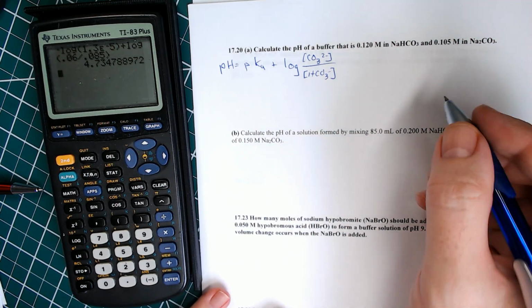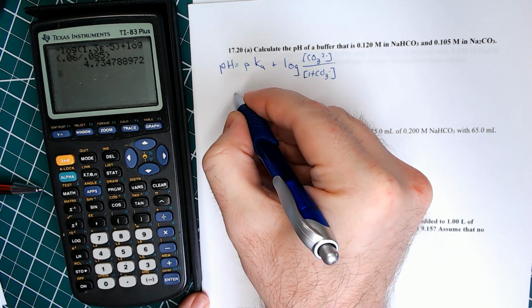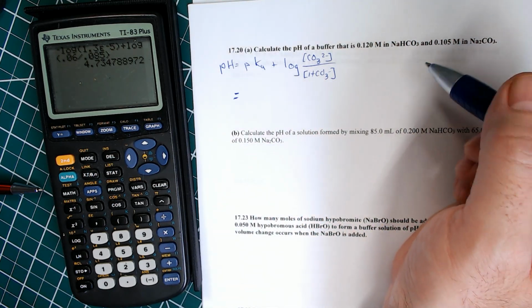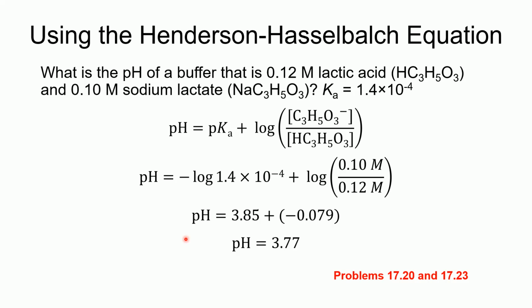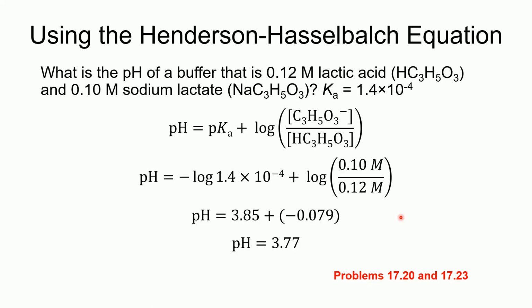Okay. And now we want to put the numbers into this equation. Well, we'll need to get the negative log of the Ka, and so we'll have to look up the value for Ka for bicarbonate. So I'm going to flip back over here and go to Appendix D1. And you'll see here on Appendix D1, we've got carbonic acid. Carbonic acid, the Ka1, that's not the one we want. We want the one for bicarbonate, which is Ka2, and that is 5.6 times 10 to the negative 11. So I'm going to put negative log of 5.6 times 10 to the negative 11, and I'm going to tab back over here.